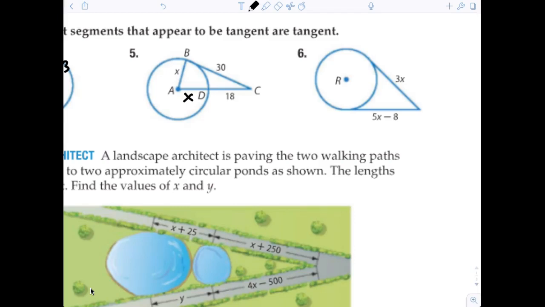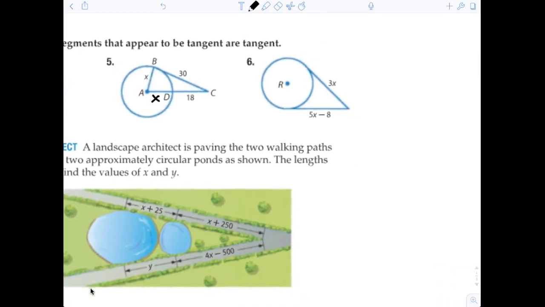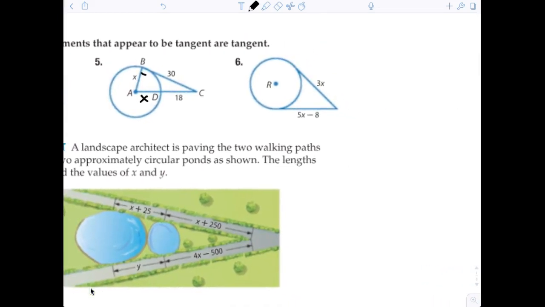Now we've got to work on the algebra, right? Because it's just a squared plus b squared equals c squared. So x squared plus 30 squared is equal to x plus 18 squared. Anybody have any questions with setting that up?